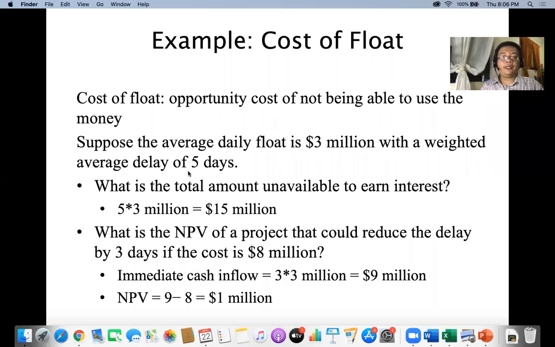Alright, next. Example of the cost of float.